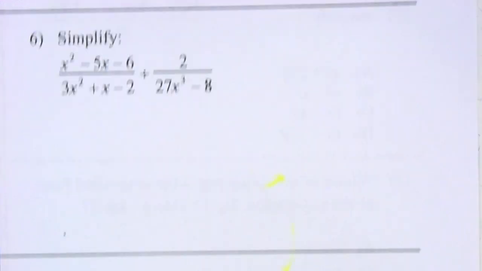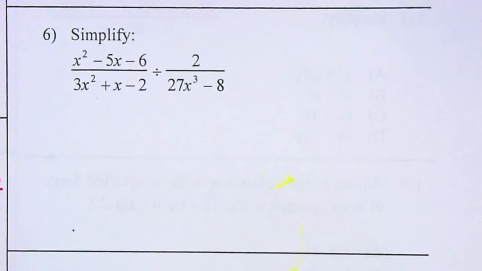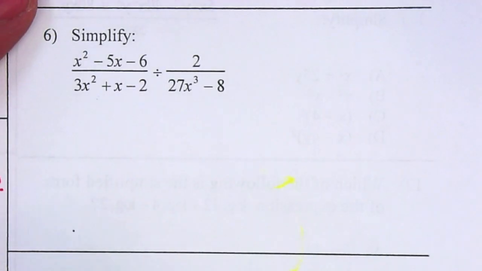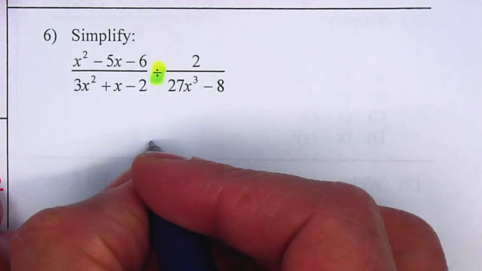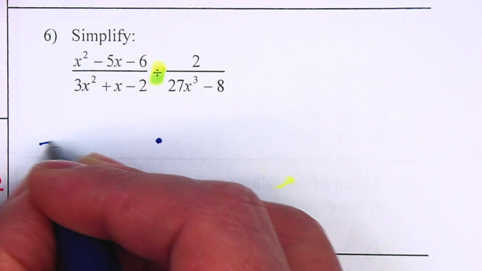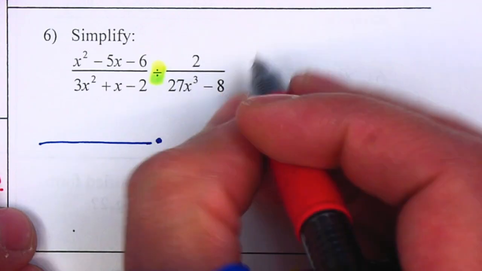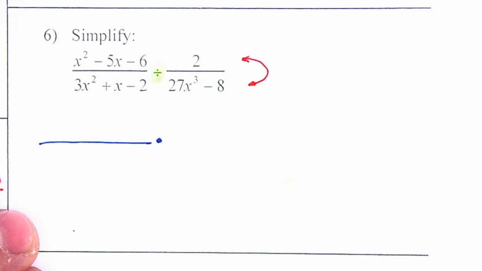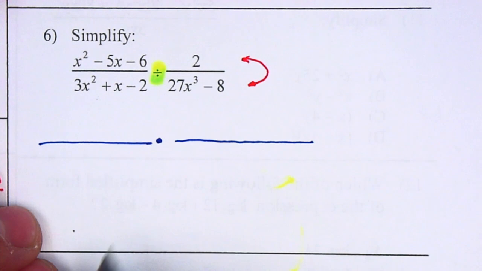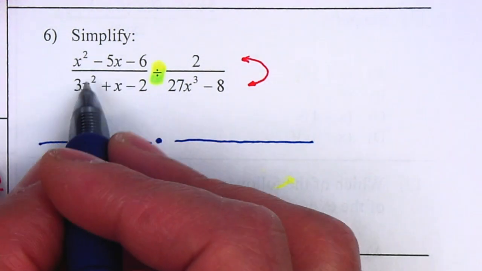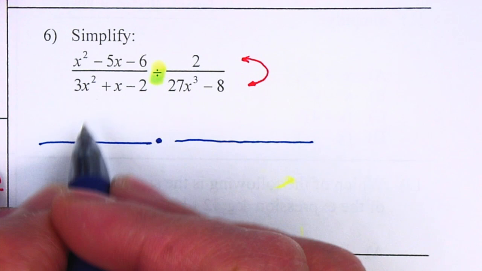Problem number 6. On problem number 6, we need to be able to simplify. I notice that I have a division. So I'm dividing two rational expressions. I have a division, so I'm going to change this, my division, to a multiplication by taking the reciprocal of my second fraction. Same thing that we did on problem number 5 when we changed the division to multiplication. The first fraction will stay the same. So let's go and factor as we change it to multiplication.